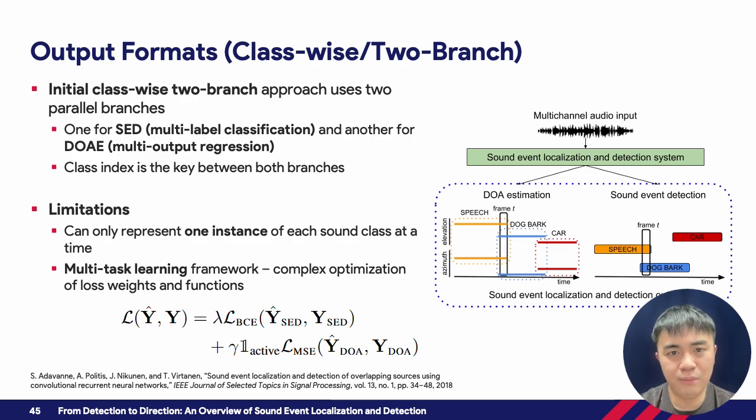The first and most significant is that it can only represent one instance of each sound class at a time. It cannot handle a scene with two people talking or two dogs barking simultaneously. Second, it is inherently a multitask learning problem. You're trying to optimize two different losses, like binary cross-entropy for detection and mean squared error for localization, which often requires careful and complex loss-weight balancing to get right.